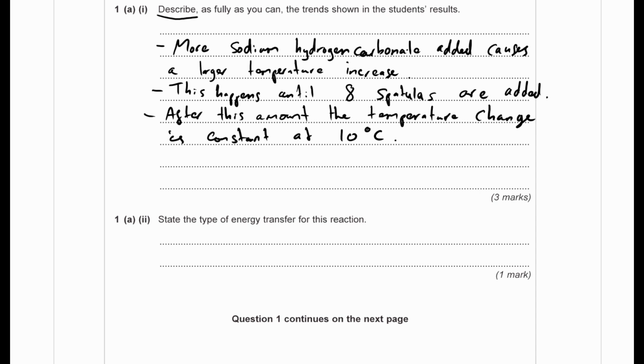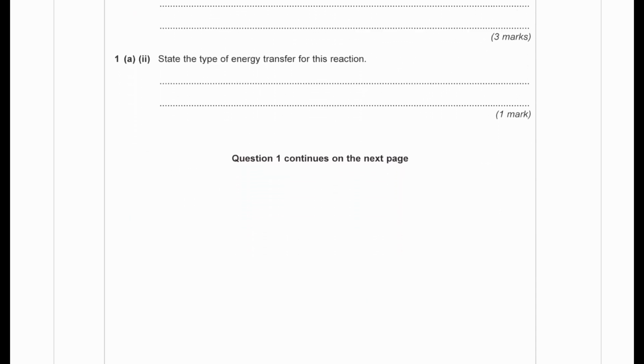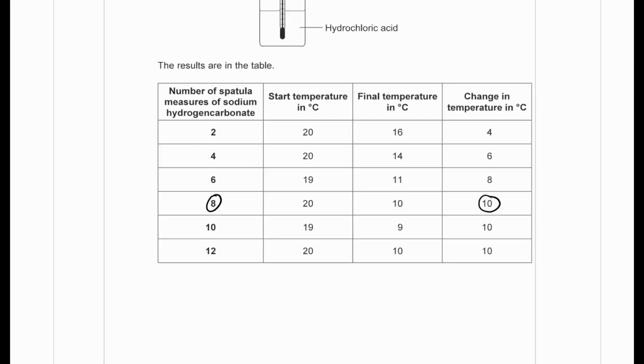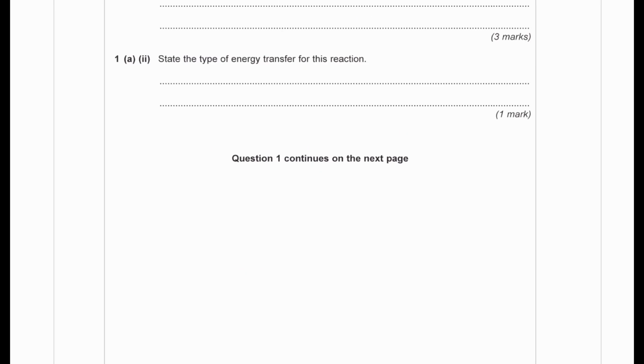Let's move on. I'm going to use a slightly thinner pen because the handwriting obviously isn't very good. So in part 2 it says state the type of energy transfer for this reaction. So when it says type of energy transfer, we're talking about exo or endothermic, right? So if we have a look, the starting temperature is always higher than the final temperature. So the temperature is always going down, right? So as you add more sodium hydrogen carbonate, temperature change is greater, and so the temperature goes down more, right?